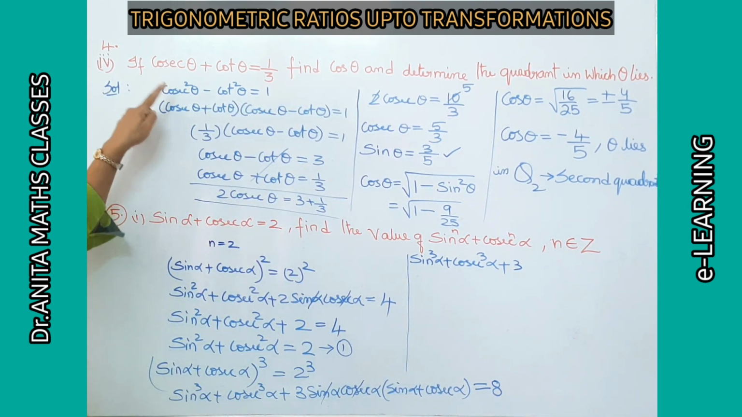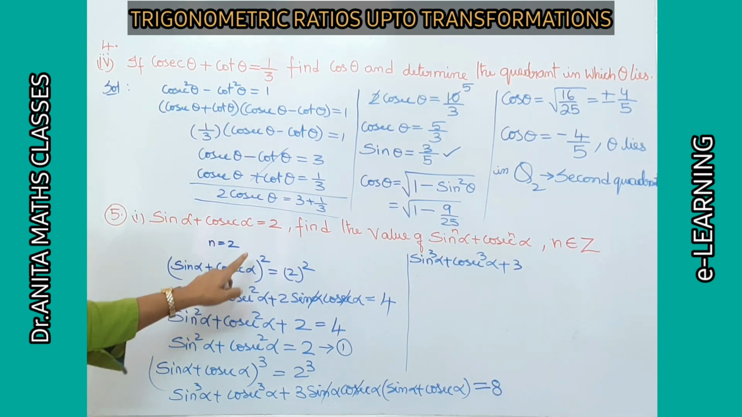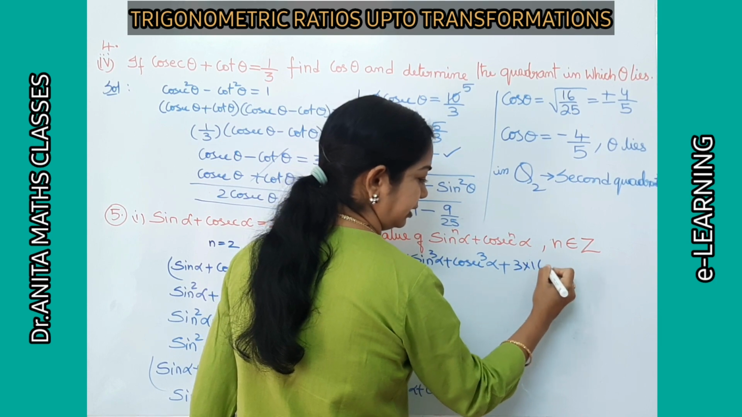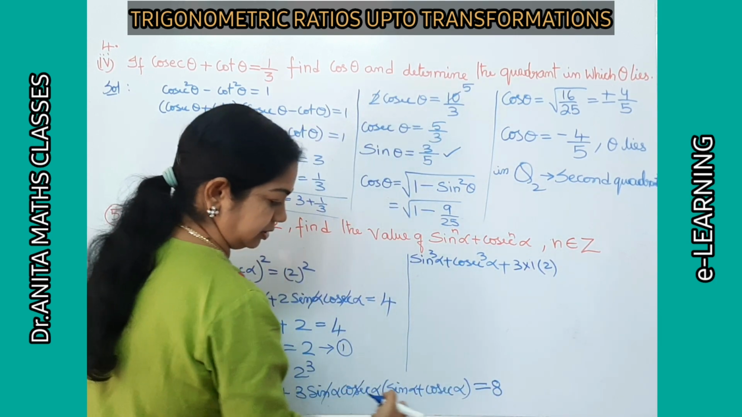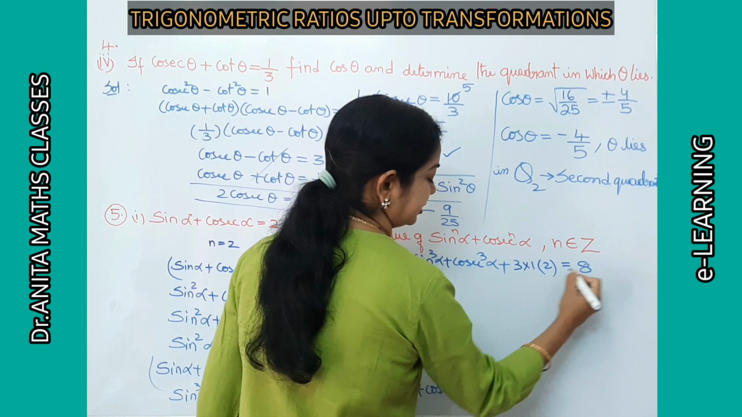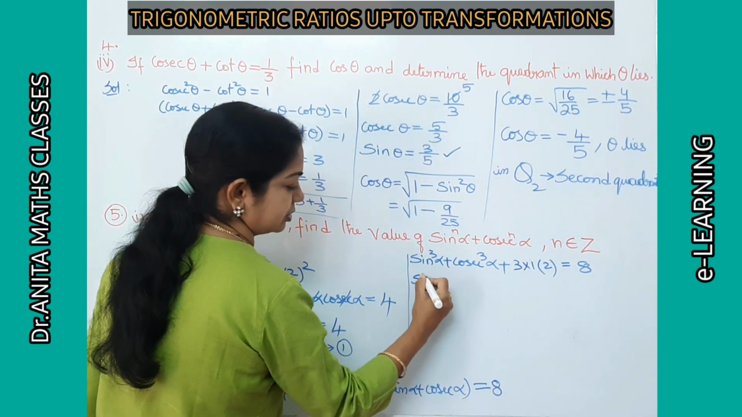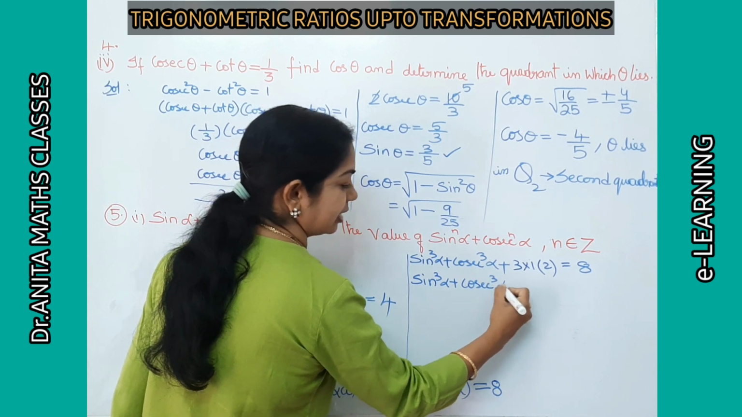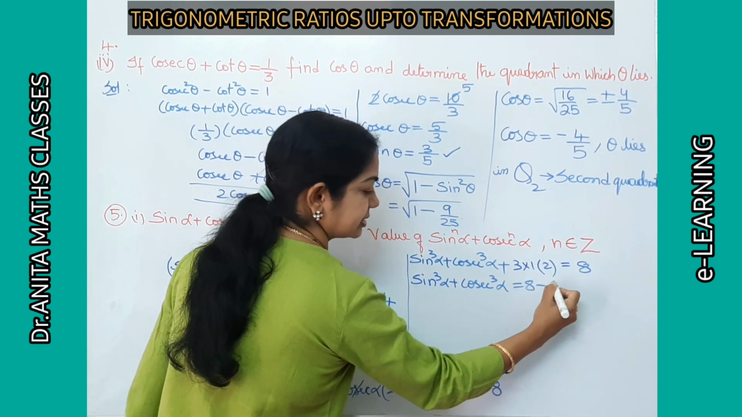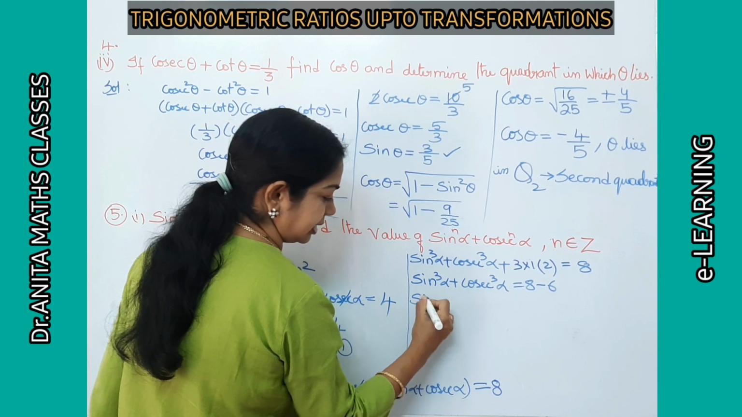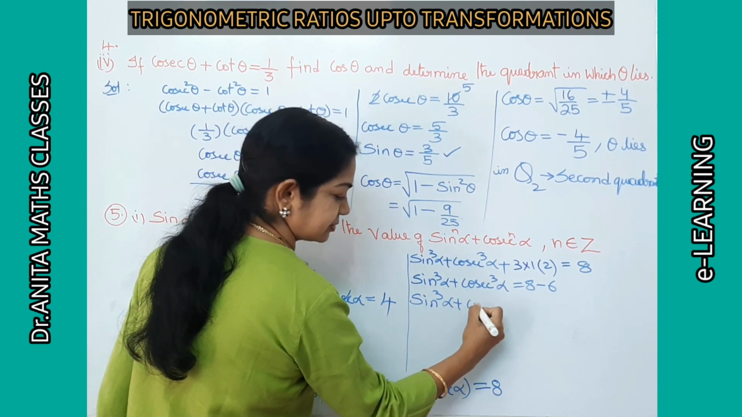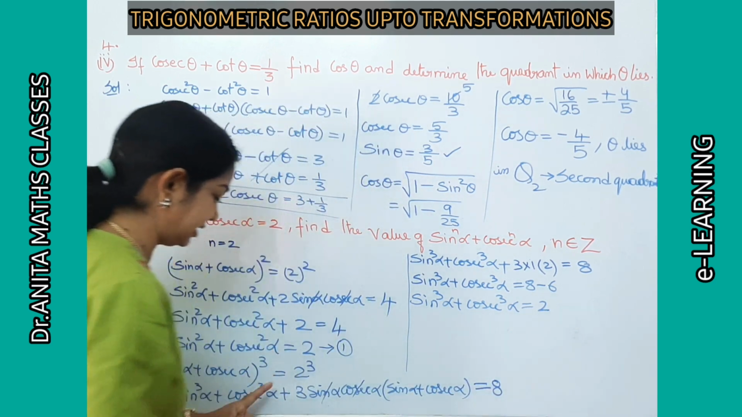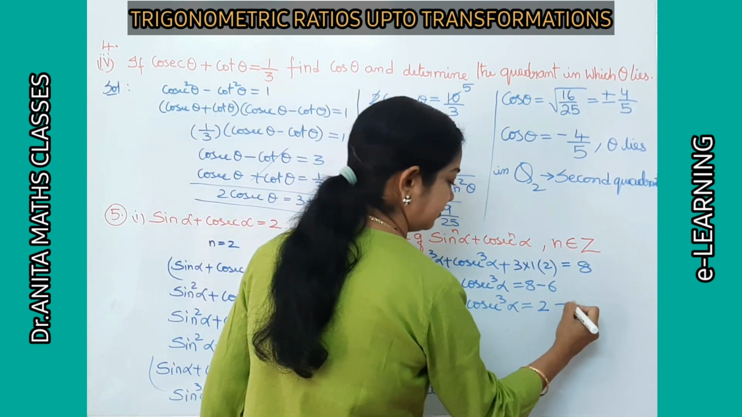3, and sine alpha plus cosecant alpha, we will substitute. What is the value of sine alpha plus cosecant alpha here? We have 2. So this is 1 into 2. So that is 8, and 3 twos are 6. So sine cube alpha plus cosecant cube alpha equals 8 minus 6, which is 2. Let this be the second equation.